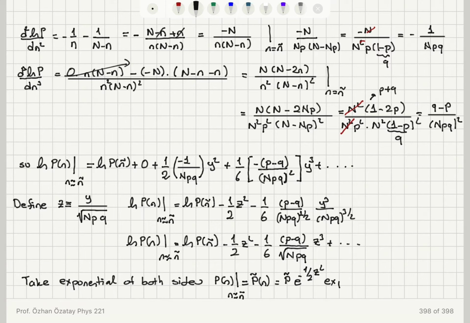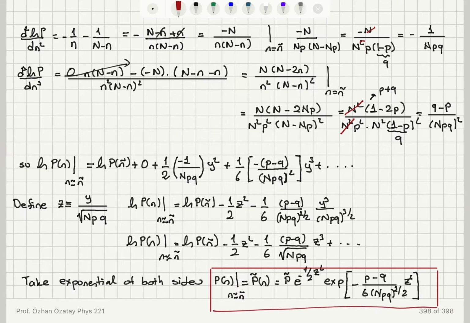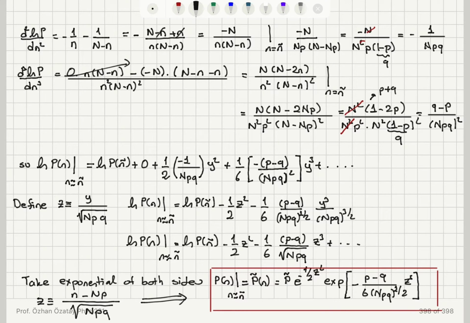Then I will have another exponential minus p minus q divided by 6 square root of NPQ, z cube. So this will be the end result, and here I have z defined as, if I write for y explicitly, z is defined as n minus NP divided by square root of NPQ. So that is what I have substituted for z.